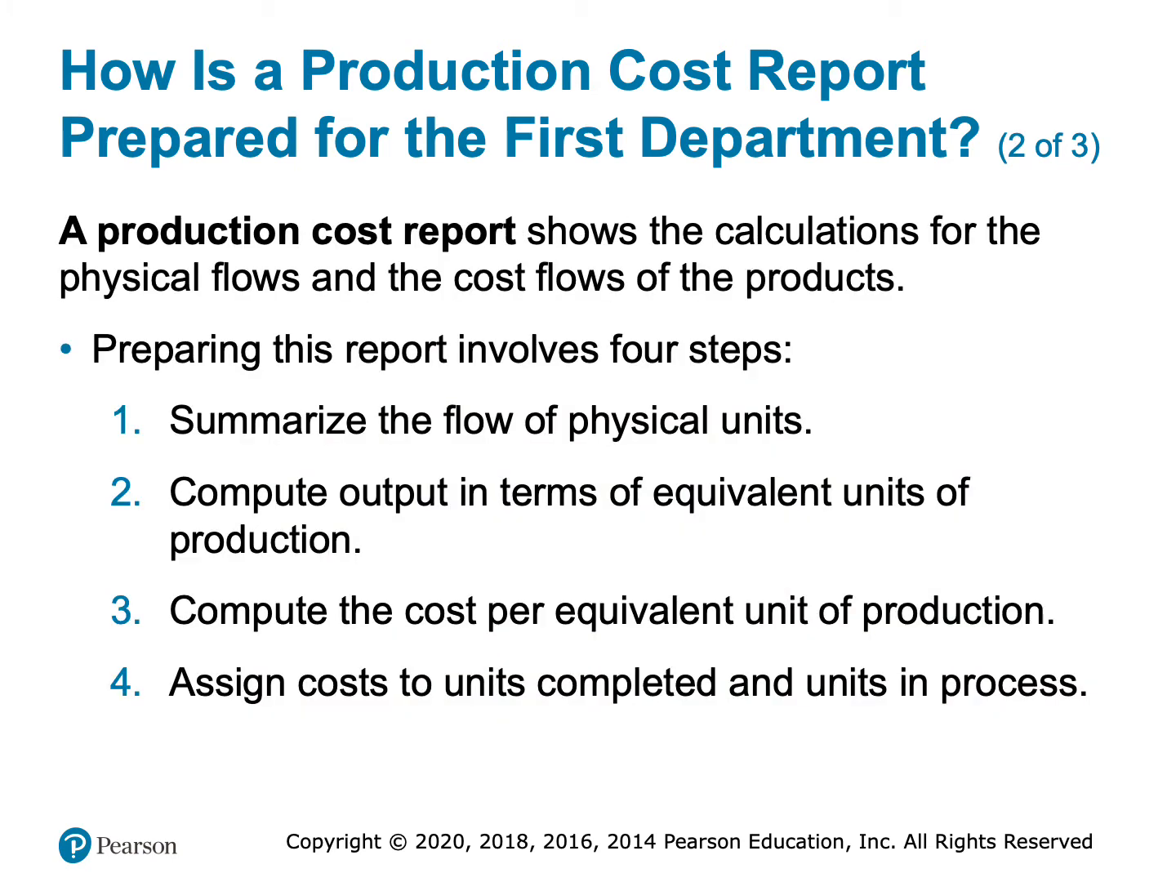So this production cost report is going to summarize the physical flow of the units. How many units did we start with? How many units did we start in production? How many units did we transfer to the next department? How many units did we have left on hand? We're going to look at the ending work in process with respect to how many equivalent units of production we have for both materials and conversion cost. We're going to calculate the cost per equivalent unit of production, and then we're going to calculate the cost for the goods that were transferred out and the goods that are still in ending work in process. So we'll calculate that ending work in process balance.